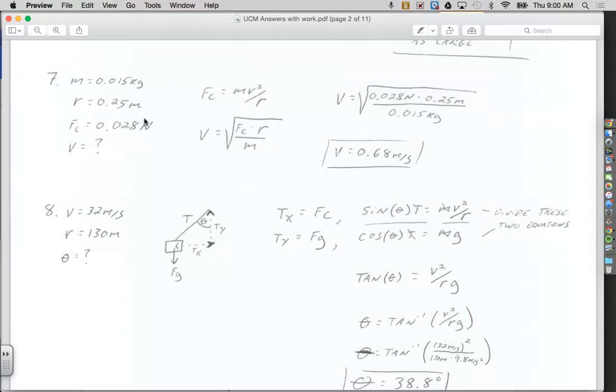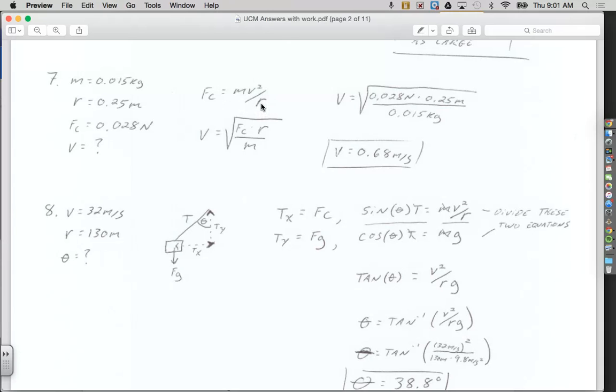Going to our list of things we were given, the mass is 0.015 kilograms, the radius is 0.25 meters, and the centripetal force is 0.028 newtons. We're looking for the velocity. So I'm going to take a look and say, well, what equation can I use? It's going to be one of my centripetal force equations because that's a variable that I have. And I'm going to pick the m v squared over r version because I have m, I have r, I have F c, and I want v, so it better have v in it.